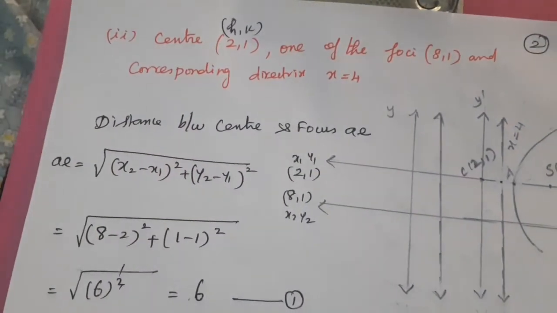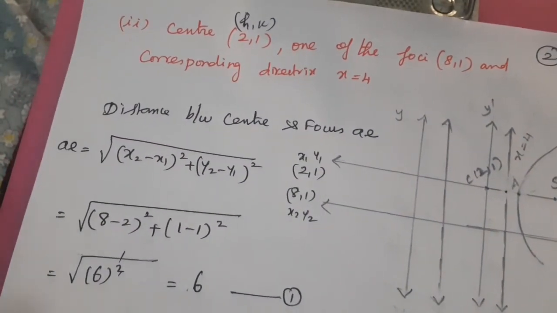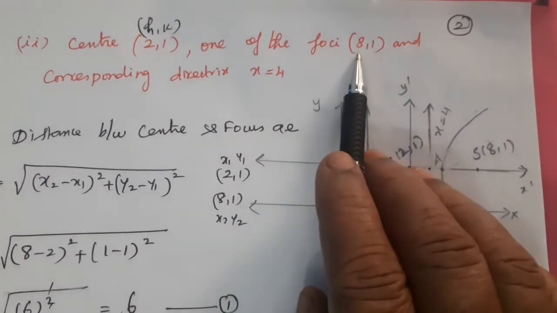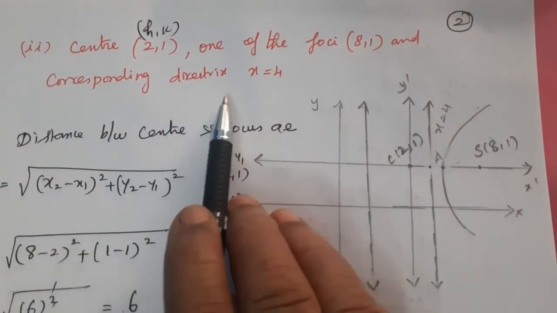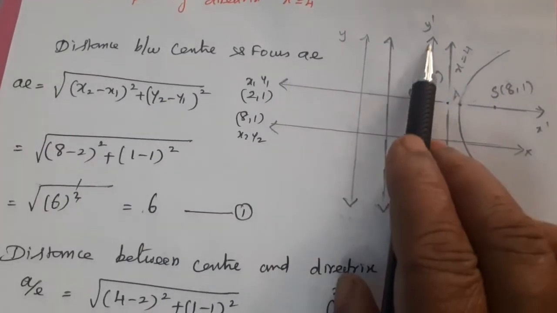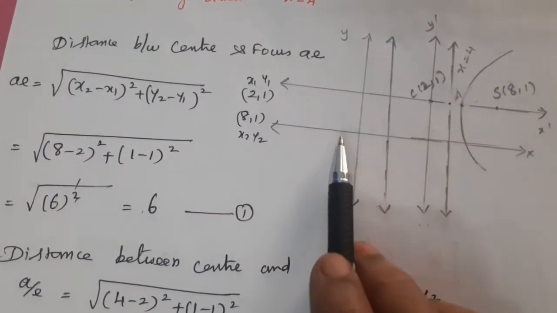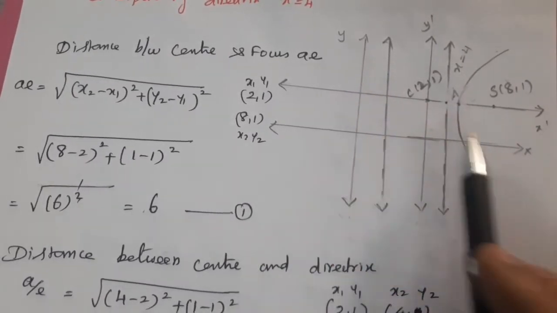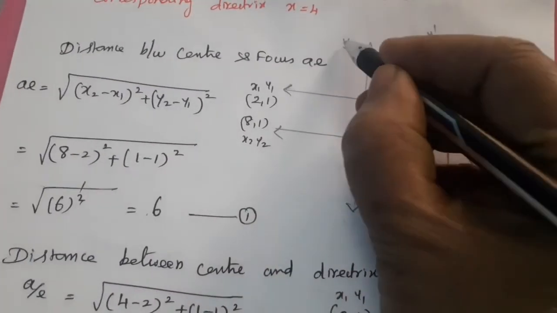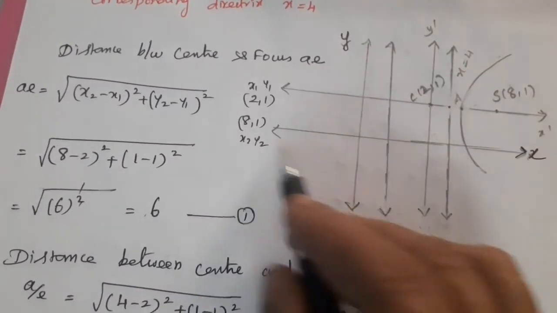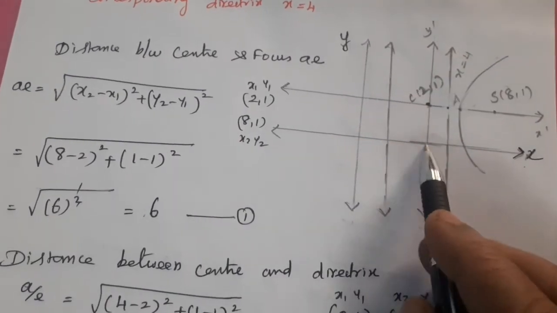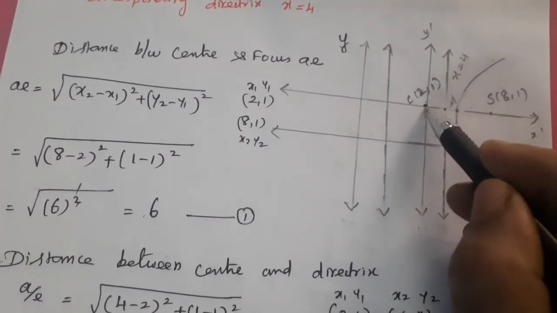Understand, the center is 2 comma 1, so it's not passing through the origin. Center is h comma k. One of the foci is 8 comma 1. And the corresponding directrix is x is equal to 4. See the diagram carefully. I draw it. What do I draw first? X and Y. Here x, here y. Ordinary xy, draw it. What is our center? Center is nothing but 2 comma 1. X axis 2, y axis 1. Center is 2 comma 1.